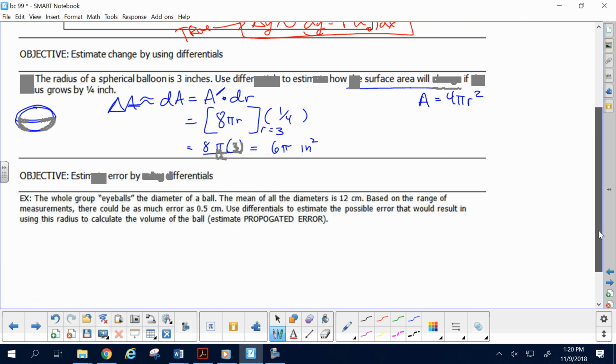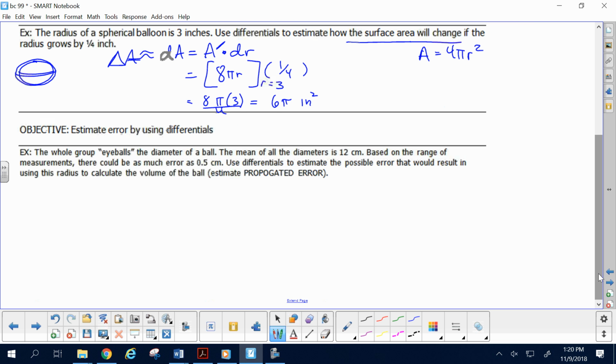All right, now let's talk error. This is often used to estimate error in calculation. Now, if you take a measurement and then use that measurement to make some other calculation, then that new calculation will also have error in it. Do you agree? That's called propagated error. When you build a second answer based on a possibly erroneous first answer, you're going to get propagated error, or error built on error.